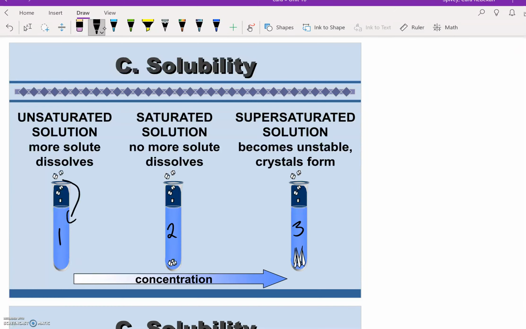Imagine if you have a super hot cup of coffee, just pure coffee, and you put 1 teaspoon of sugar in there. The coffee is going to have no problem dissolving that sugar. If I put another teaspoon, it's going to dissolve that.